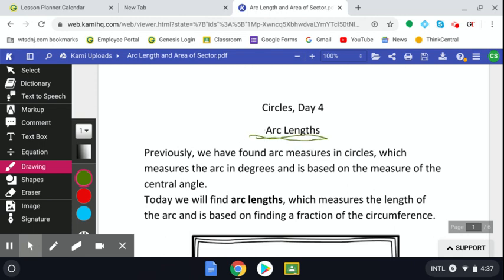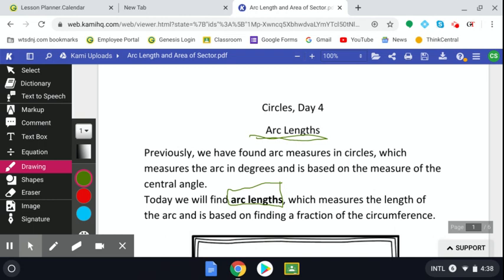It says here previously we have found arc measures in circles, which measures the arc in degrees and is based on the measure of the central angle. Today we are going to find arc lengths. So arc lengths we are not going to measure in degrees. This is the same as if you took a portion of a circle and you stretched it out and you asked yourself, how long is this part of the circle?